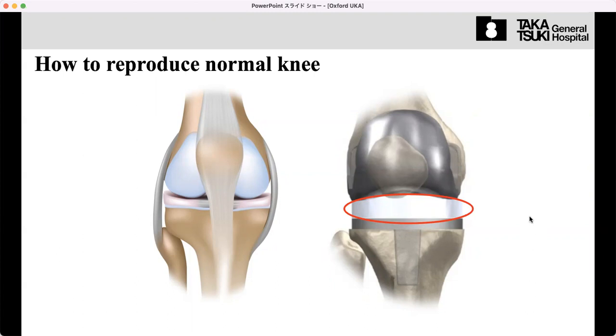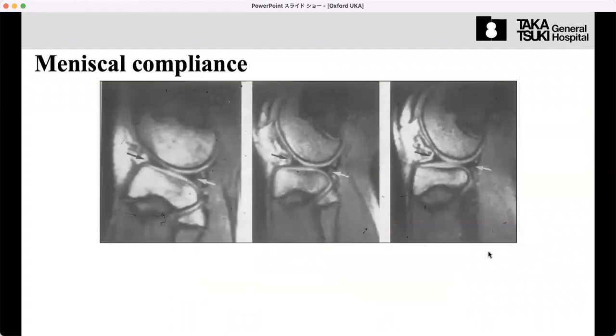So let's start today's talk. I will talk about the Oxford knee, and how, using the Oxford, to reproduce a normal knee. In the normal knee, the meniscus plays a very important role. So how can we reproduce the function of this meniscus? This is the normal meniscus.